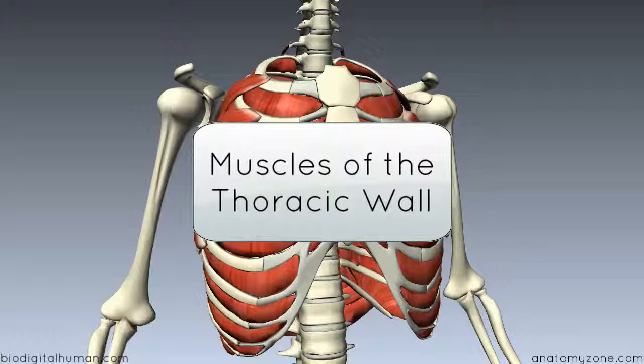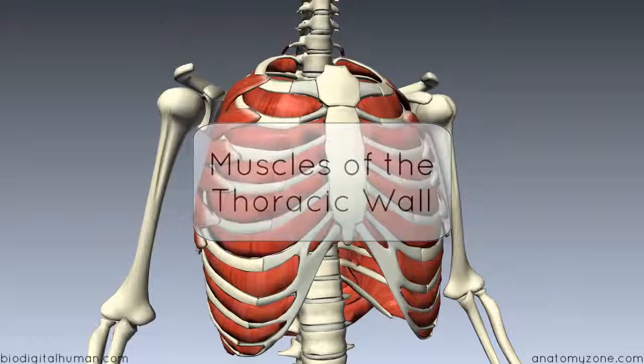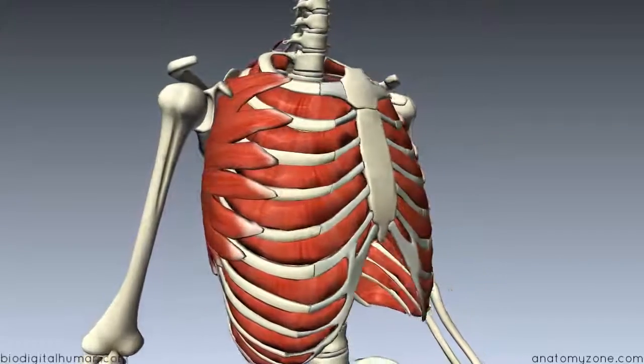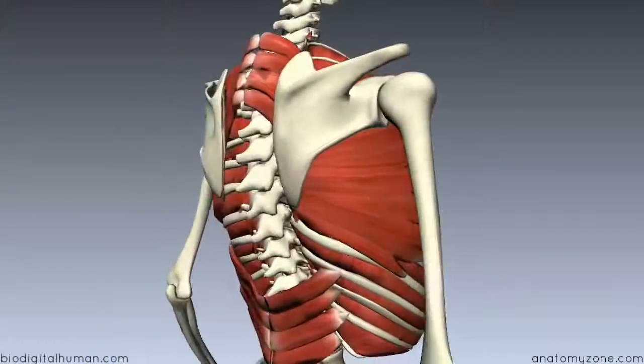Okay, so now we're going to take a look at some of the muscles of the thoracic wall. So first of all, we'll take a look at some of the muscles which attach to the thoracic cage, and then we'll look at some of the smaller muscles which lie between the ribs in the intercostal spaces. So outside the rib cage, we've got three muscles really.